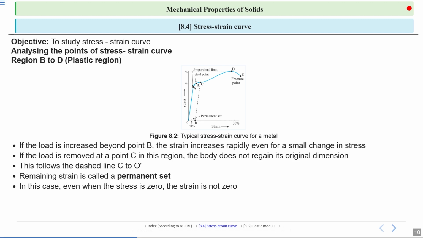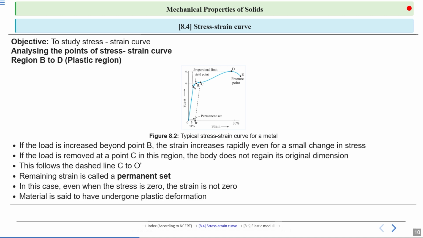In the plastic region, removing the force does not undo the stretching that has already happened. When this happens, we say the material has undergone plastic deformation. This means the material has changed shape in a way that can't be reversed just by removing the force.